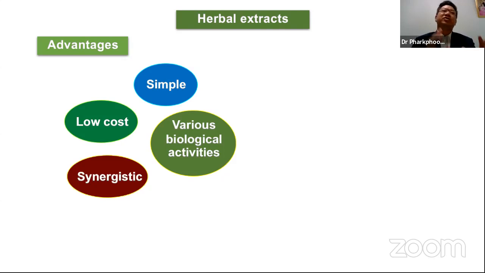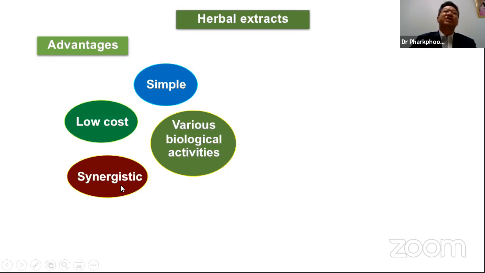Very simple. You just use the plant powder and extract with a suitable solvent, maybe by maceration, by reflux, or by Soxhlet. Only one step, and you can get a large amount of the crude extract. So the extraction process is very simple, and the cost of production will be low because you do not use several steps for preparation. And sometimes the crude extract of the plant will have several biological activities because it contains a variety of compounds.